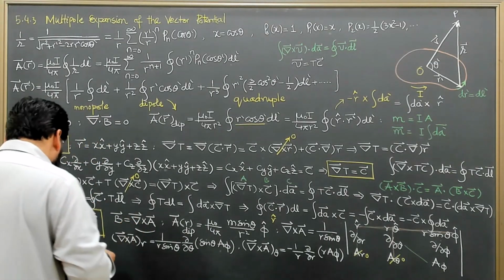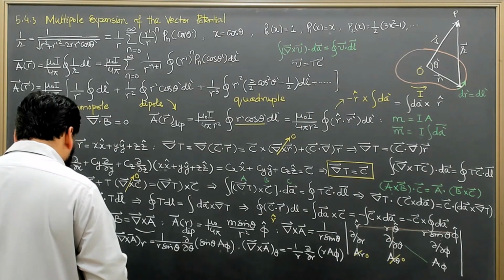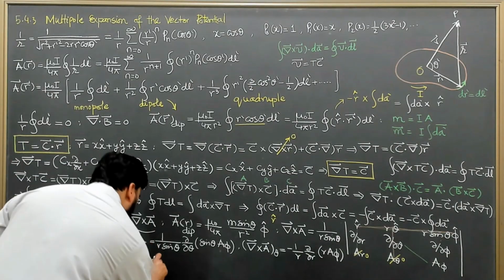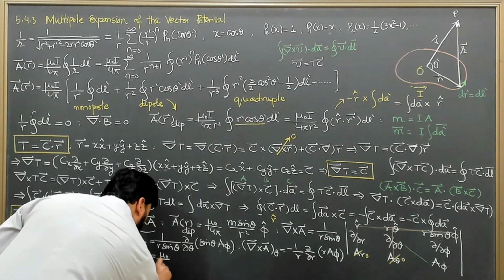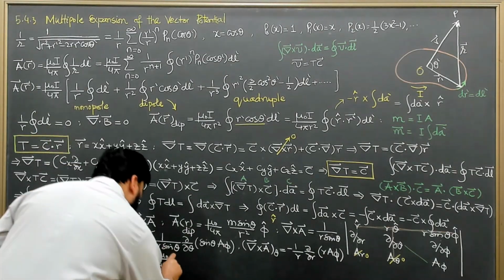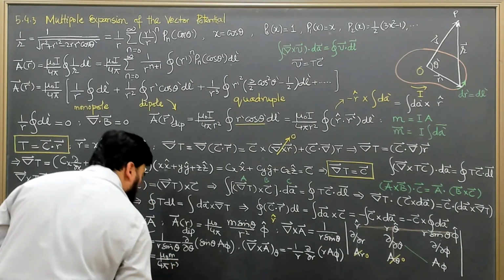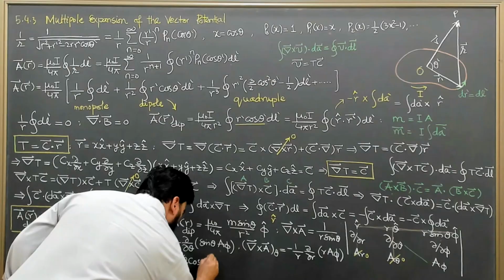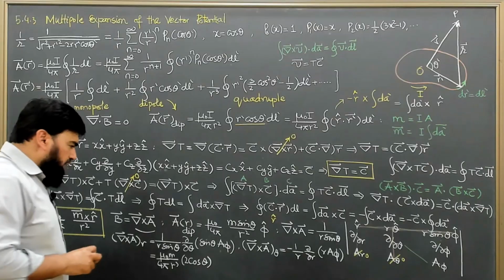So I can write that this component will come out to be mu naught m over 4 pi r cube, with 2 cos theta, and of course it will be with the r unit vector.